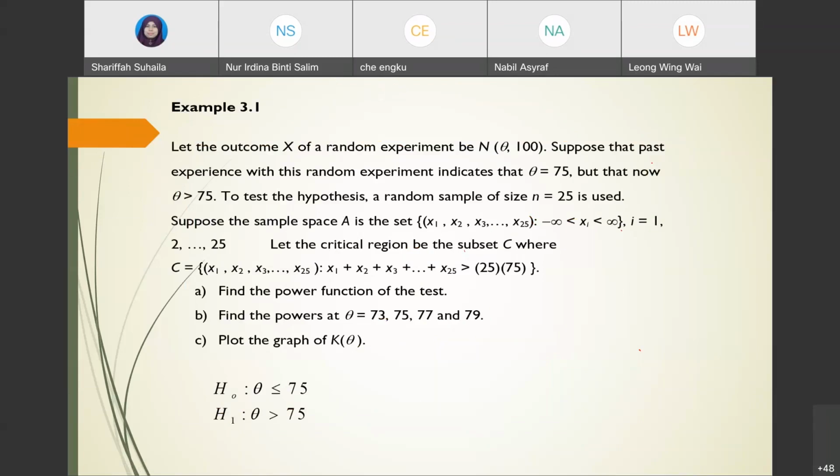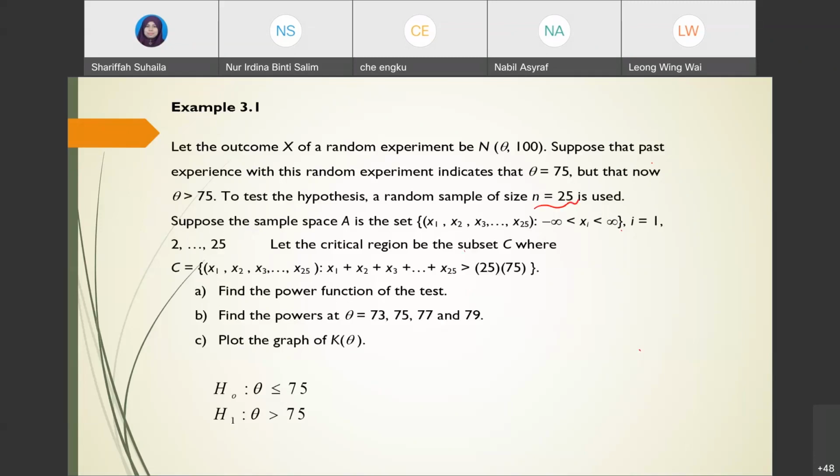So again, here you have X is normal with mean theta, and sigma squared is 100. Okay, normal distribution, so kamu punya mean theta, sigma square kamu adalah 100. Okay, suppose that past experience with this random experiment indicates that theta is equal to 75, but that now theta is greater than 75. Kita ambil sampel size 25. Okay, size 25. Your n is equal to 25.